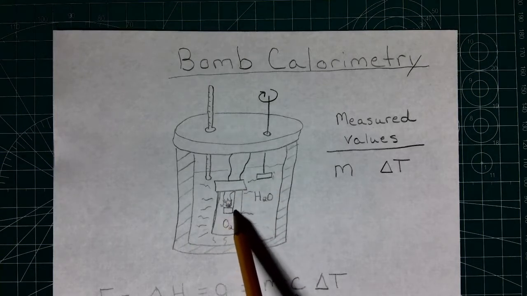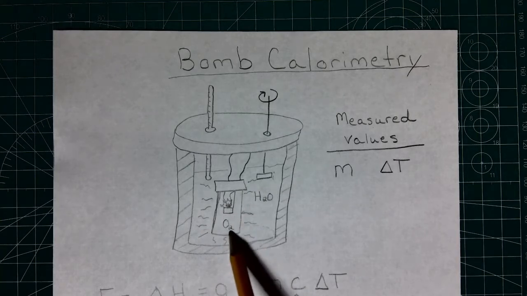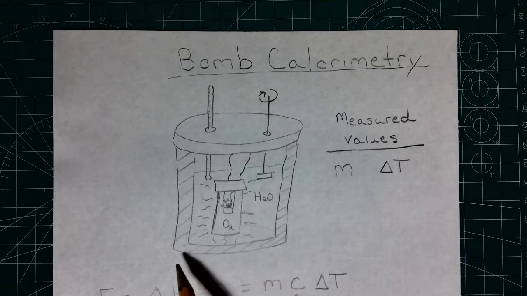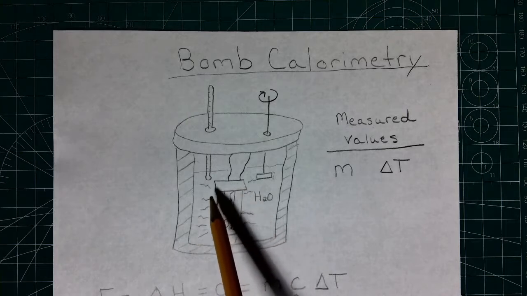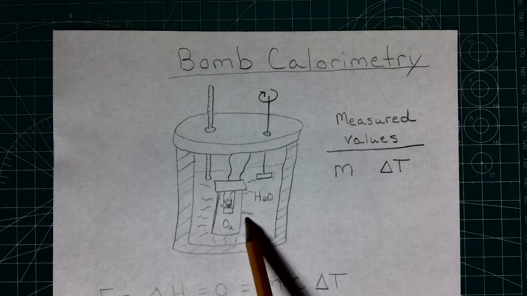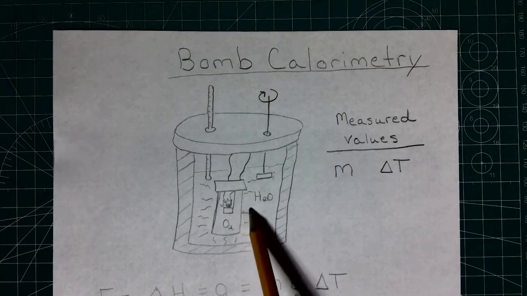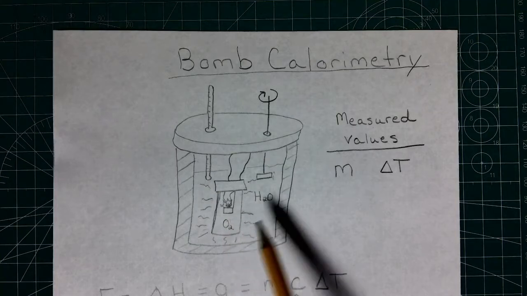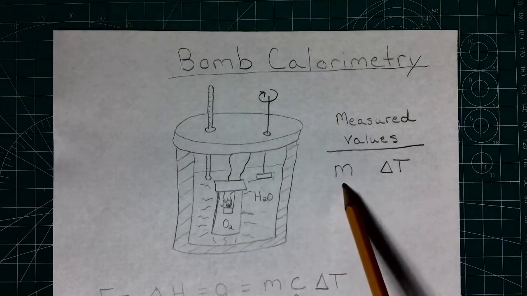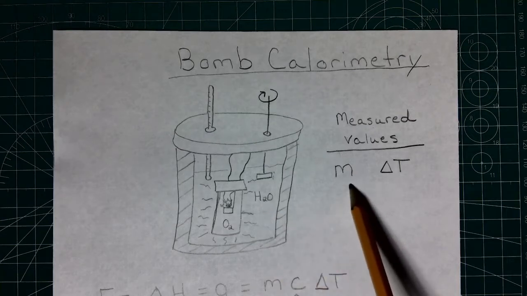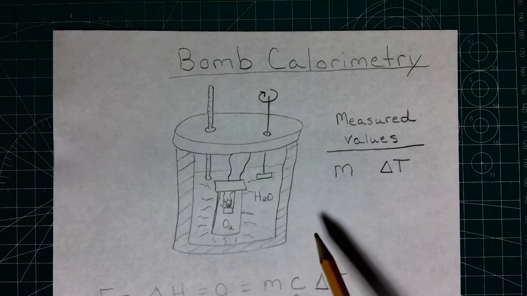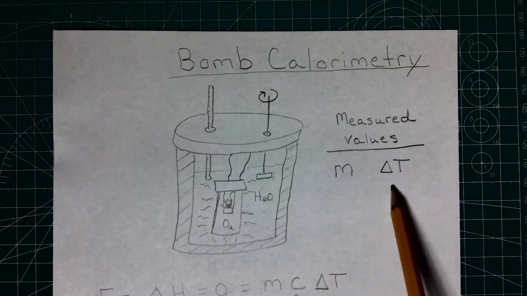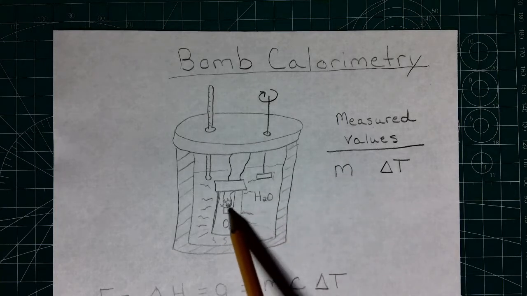When we pass electricity through those wires, because of all the excess oxygen, it ignites all of the food and burns it completely. When that happens, the whole container heats up. And when the whole container heats up, it releases heat out into the water and heats the water up. The two measurements that we make are going to be the mass of the food plus the change in temperature of the water before and after we burn the food.